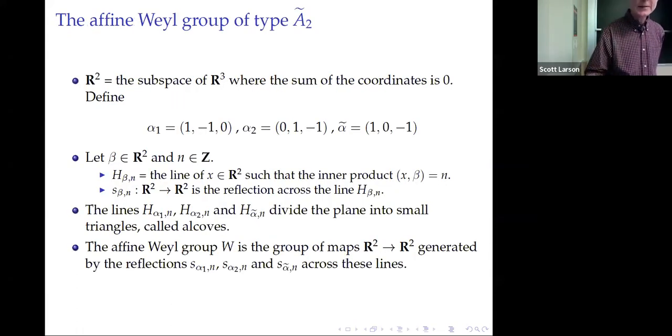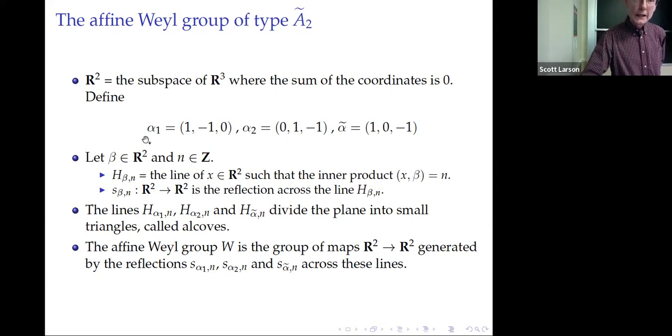So let me give you a couple of slides where I explain the affine Weyl group of type A2 tilde. I'm going to show another slide which will look very similar to the one I'm going to show now, but a little bit different. The way I'm going to realize the affine Weyl group, R2 is going to be the subspace of R3 where the sum of the coordinates is 0. And in there we have three elements, alpha1, alpha2, and alpha tilde, which you may recognize as the positive roots for type A2, for SL3.